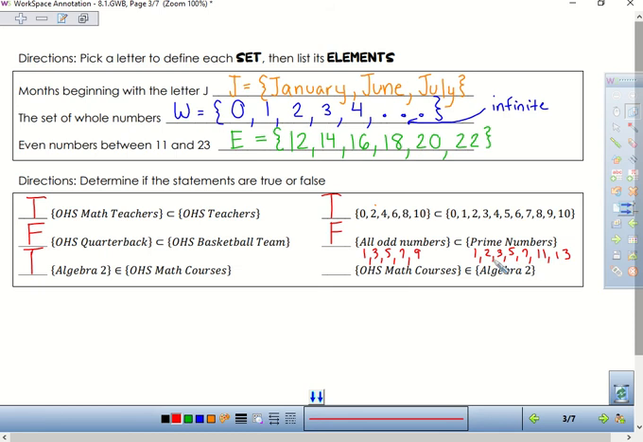And now we're going to look at this one. So if we look at algebra 2, are math courses an element of algebra 2? No. It doesn't go the other way around. Well, algebra 2 is an element of Oviedo High School math courses. It's not the other way around, right? Oviedo High School math courses is not an element of algebra 2. Does that make sense? You guys tell me if you need a better explanation. But is everybody good with this page? Are we ready to move on?